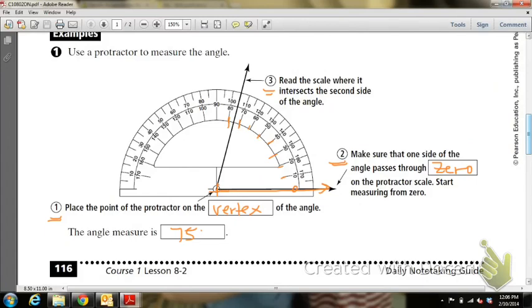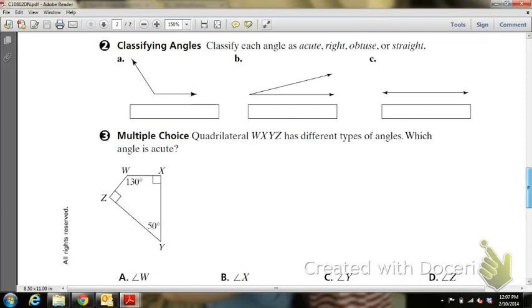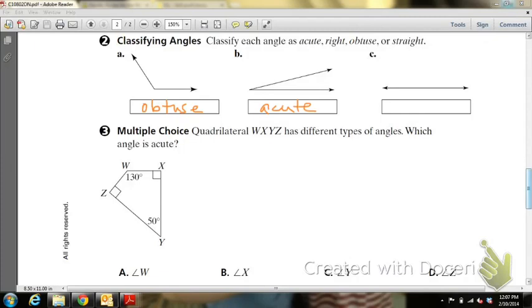Okay, so let's move on to the next part. Now, we're going to classify angles. We're going to say each one is either acute, right, obtuse, or straight. Okay, so angle A looks like it's bigger than 90, so I'd call that obtuse. Angle B here looks like it's less than 90, so I'd call it acute. And C is a straight line, so that's just a straight angle. That's it. You're just naming it.